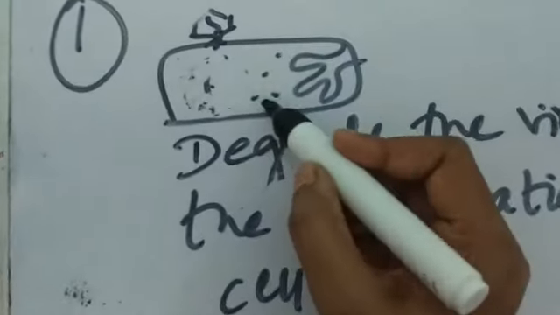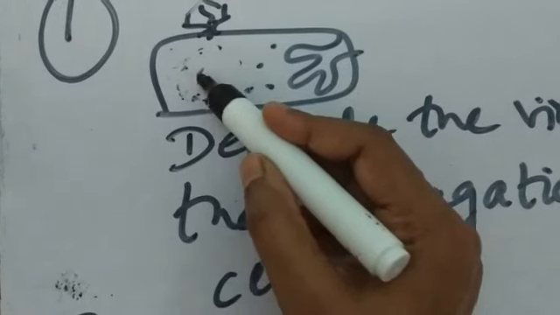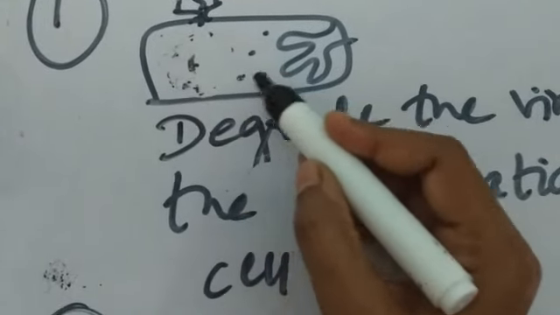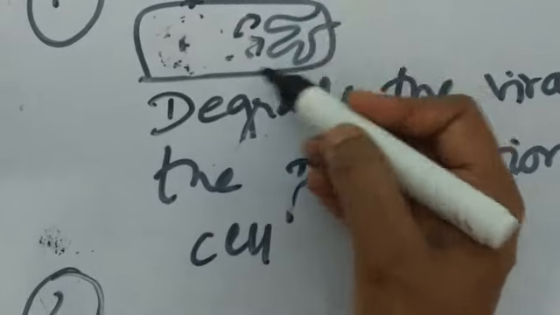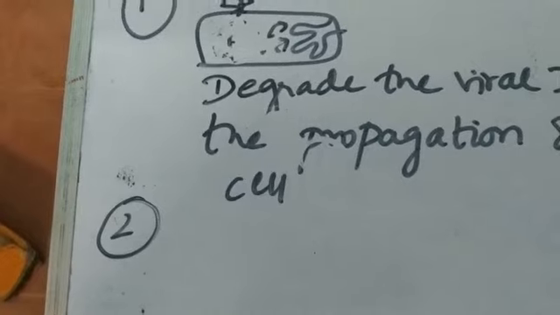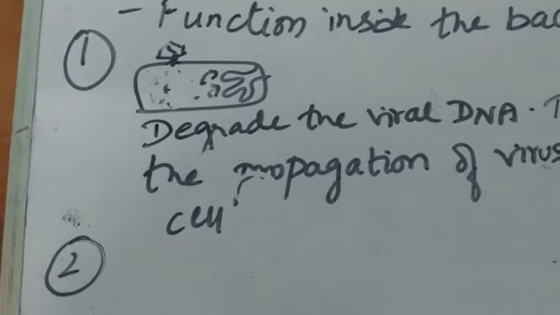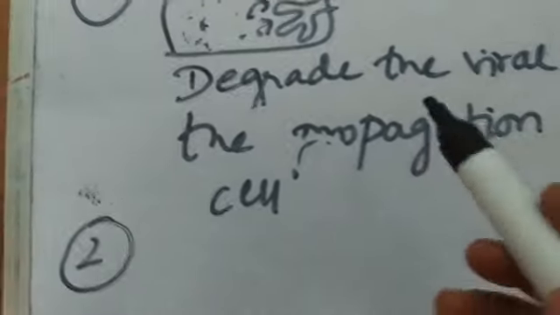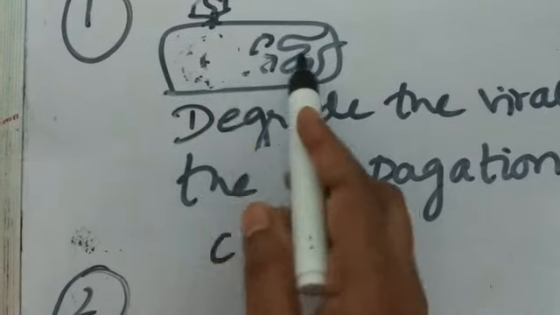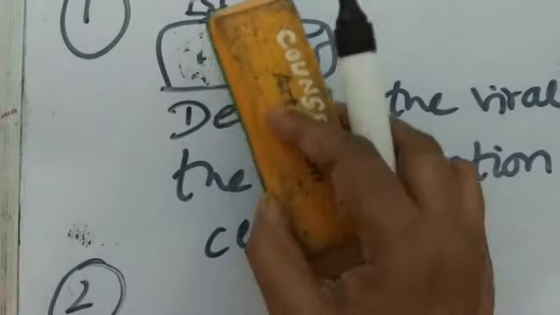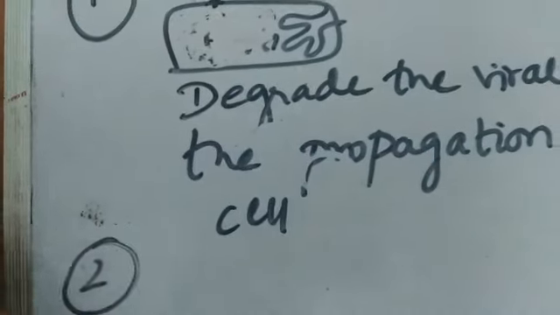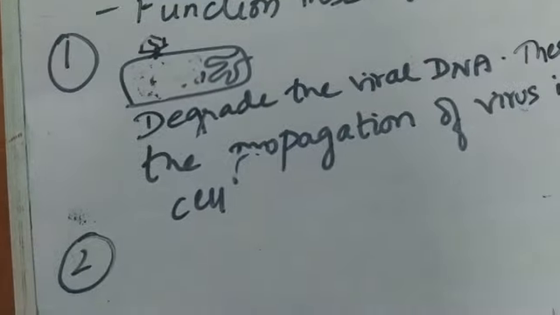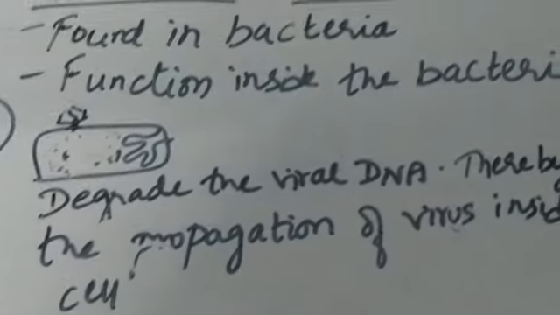So, if these restriction endonucleases can degrade this DNA, why can't they attack their own DNA and degrade that also? Isn't that a logical question that comes to your mind? Definitely yes, because ultimately the chemical nature of both is the same. Both of them are DNA molecules. So how is the bacteria's own DNA escaping from the action of these restriction endonucleases?